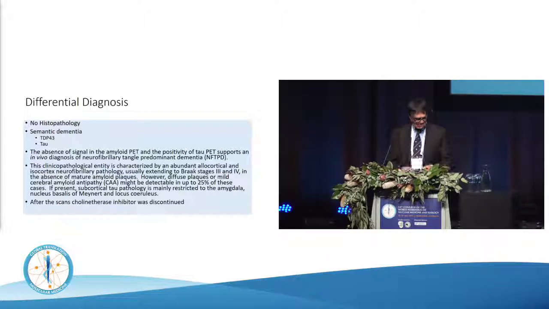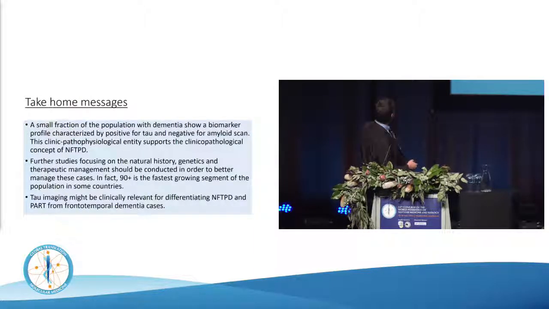After these scans, we decided to stop the cholinesterase inhibitors in this individual. So as a take-home message, a small fraction of the population with dementia has a biomarker profile characterized by positive tau and negative amyloid scan. This clinical pathological entity supports the concept of neurofibrillary tangle predominant dementia. And further studies focusing on natural history, genetics, and therapeutic management should be conducted in order to know what to do with these individuals.